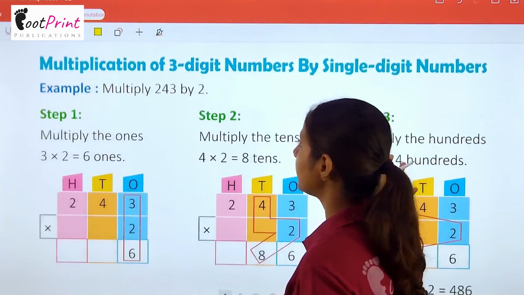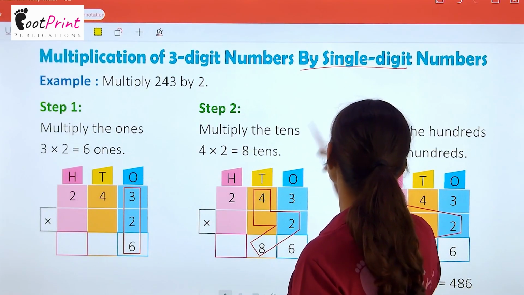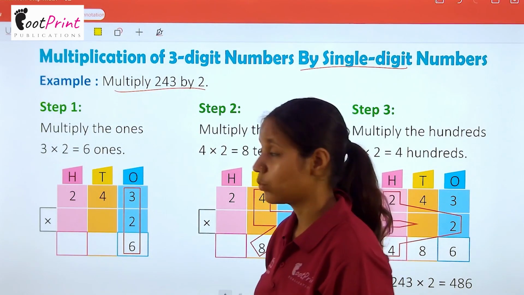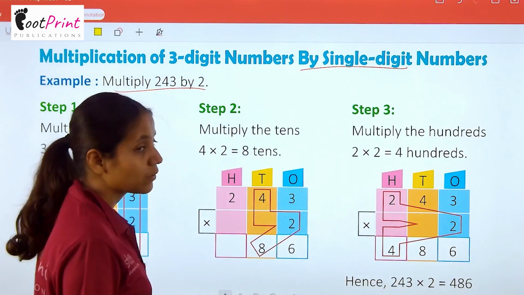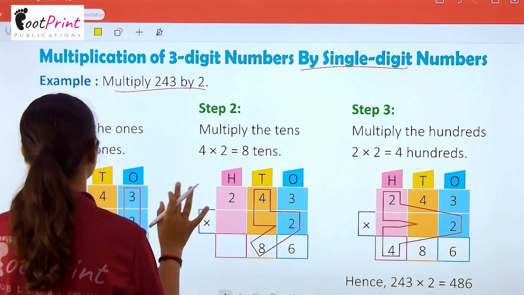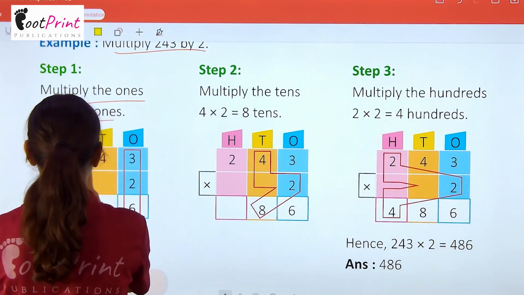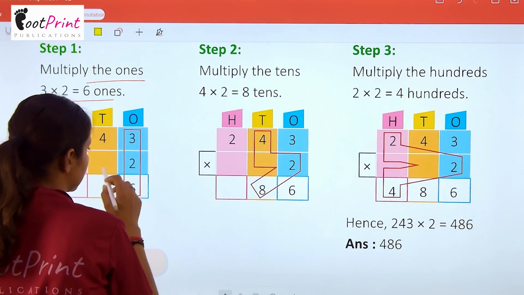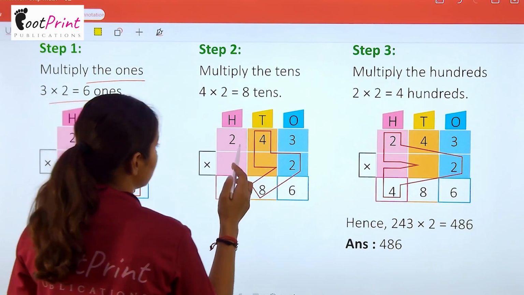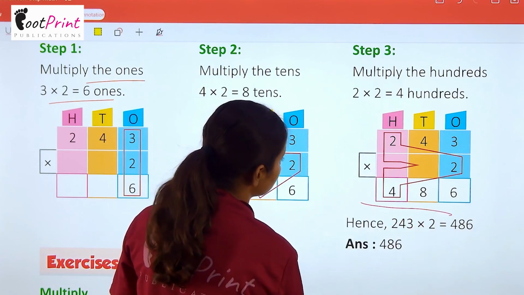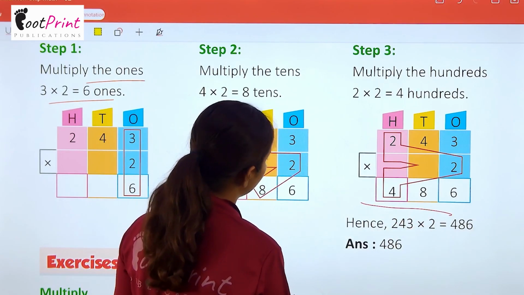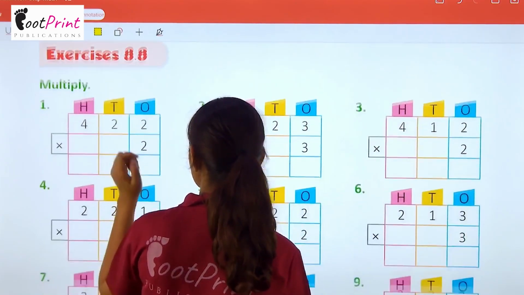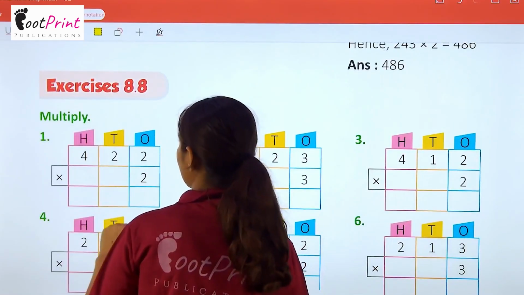Now we have multiplication of a 3-digit number by a single digit number. That is multiply 243 by 2. So what we have to do here, we have to do simply calculation as we know, starting from the ones place. Multiply the ones. 3 into 2 is 6 ones. So 3 into 2 is 6. Now 4 into 2 is 8. Now 2 into 2 is 4. So step number 3 says multiply the hundreds. So the answer is 486. On behalf of this explanation, you have to do the exercise 8.8.